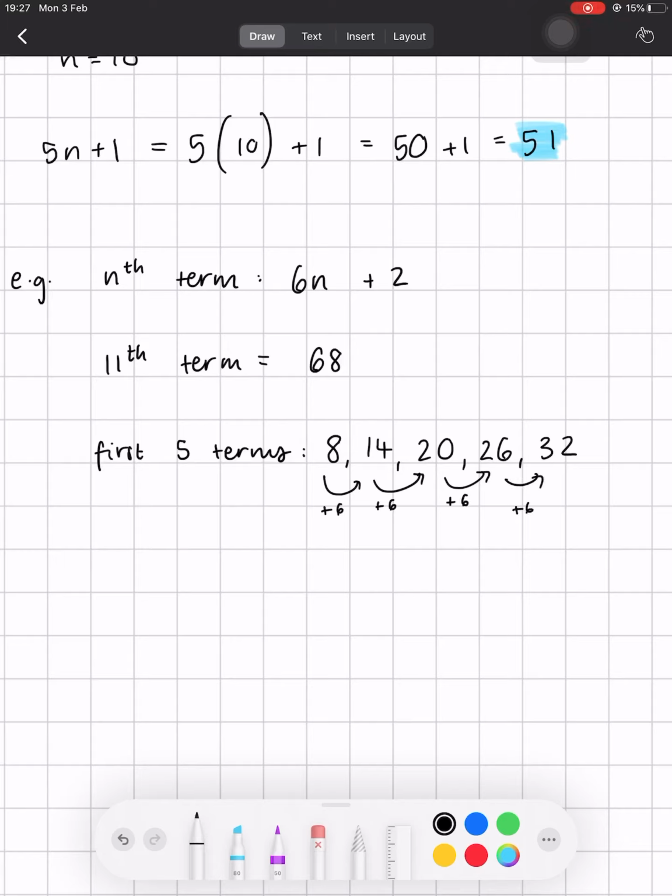So for example, if I had 3n plus 2, I can work out the first term: 3 times 1, 3 plus 2 gives us 5. And we know that there's a 3 here, so we're going to be adding 3 each time. So 5 add 3 is 8, add 3 is 11, add 3 is 14, and so on. You could also do it like that.